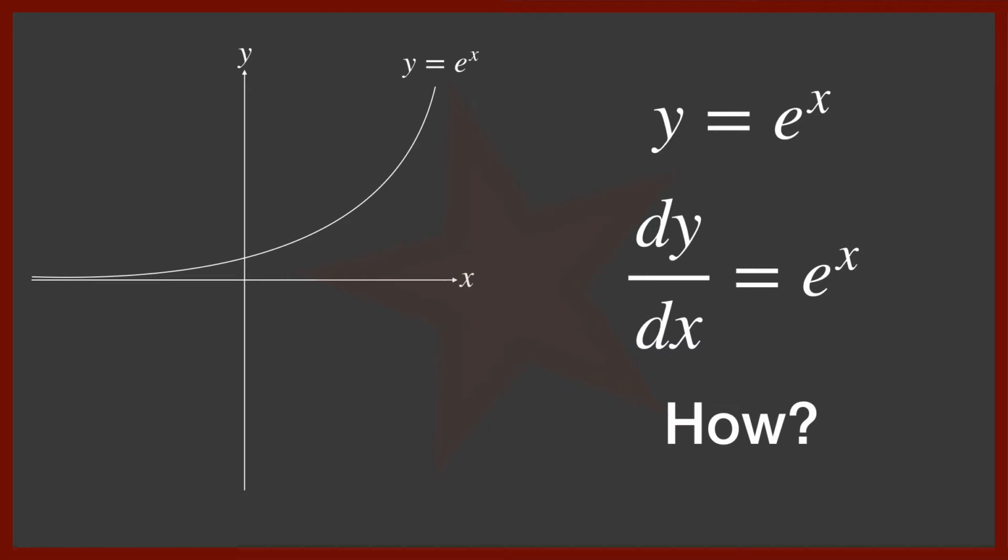This is a very simple proof for the derivative of e to the x. I'm sure that most of you know that the derivative of e to the x is, well, e to the x, that's itself. But how can we prove this?